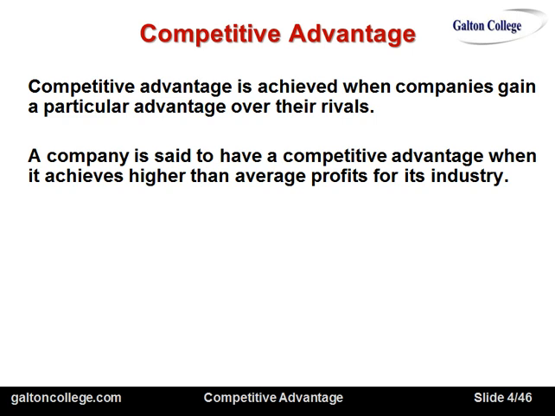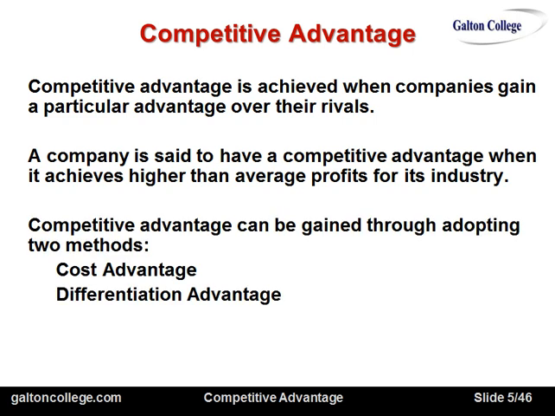And a company is said to have a competitive advantage when it achieves higher than average profits for its industry. So when a company is doing better than the others, it has a competitive advantage. Whatever the competitive advantage is, it's manifesting itself in higher profits. Now, it can be gained through two methods. One, cost advantage, or secondly, a differentiation advantage.